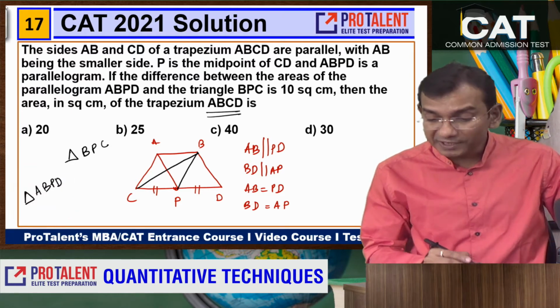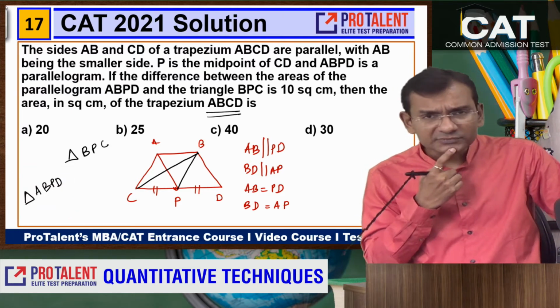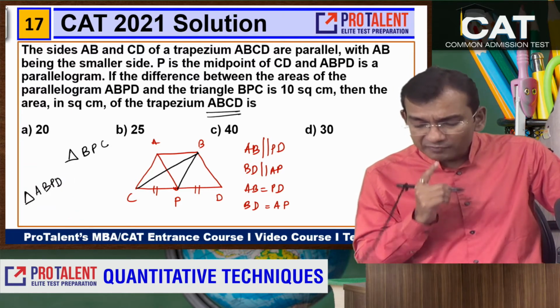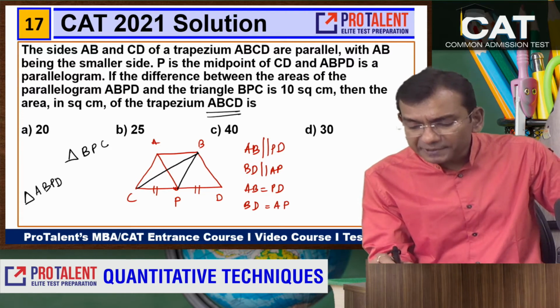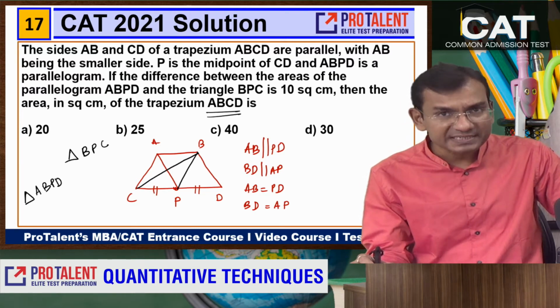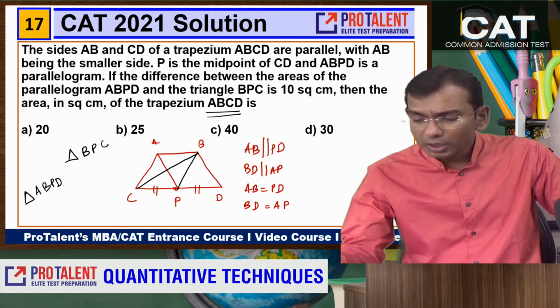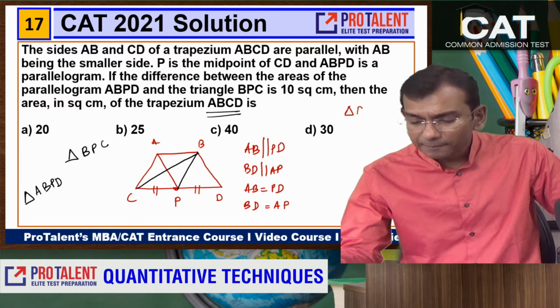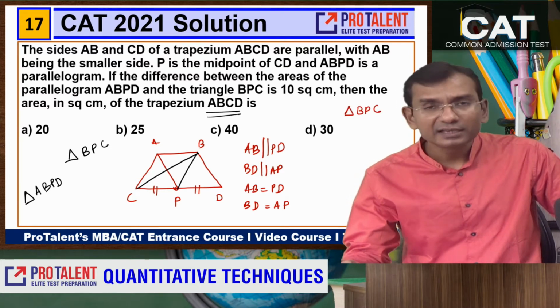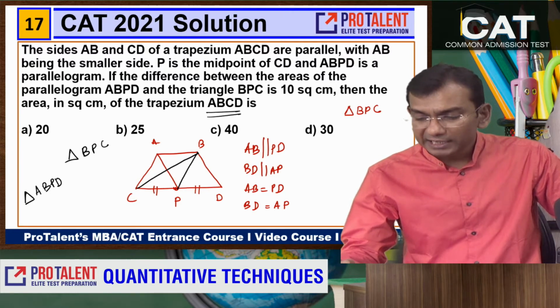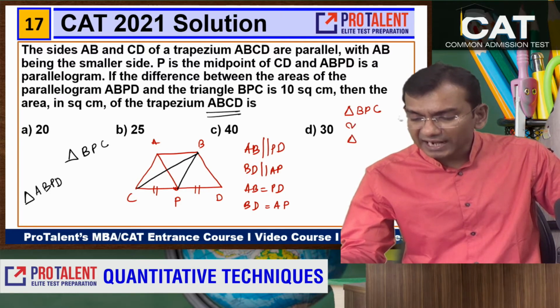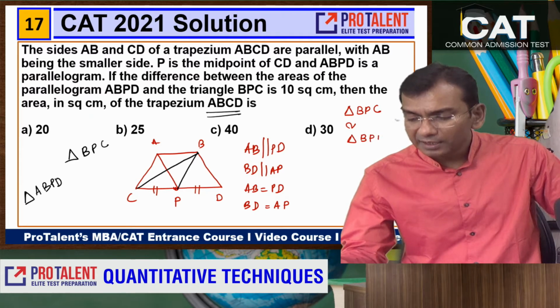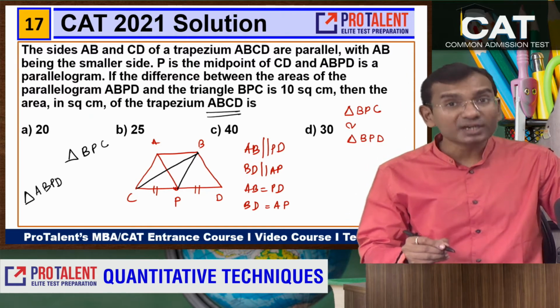ठीक है, looks pretty good. How do I do it? Now when I know that you can say CP and PD are same, okay, so the triangle BPC का area is same as triangle BPD का area. क्यों ऐसा हुआ?